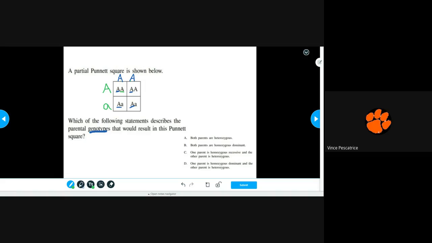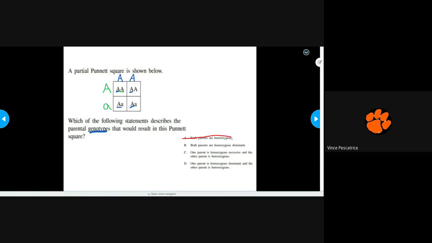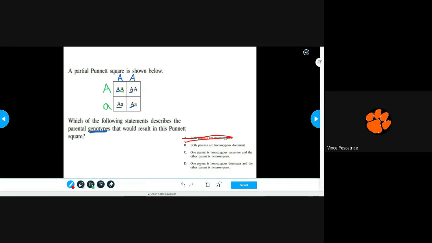All right, so both parents were heterozygous, meaning heterozygous, remember, is one capital and one lowercase. Since the father has two capital letters, that's called homozygous. So this cannot be right. All right, both parents are homozygous dominant. That means they would have the same allele, but the dominant allele. That's true for the father here, but it's not true for the mother because the mother has a recessive gene, so it can't be B.